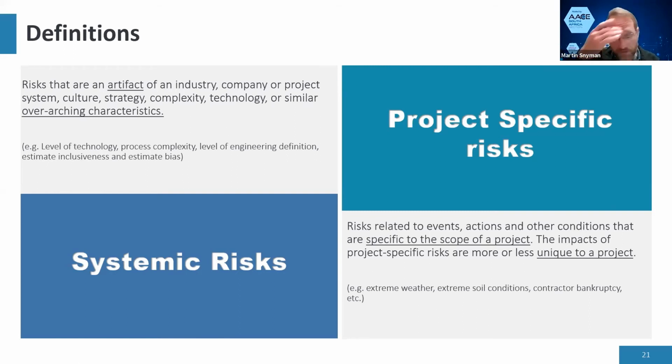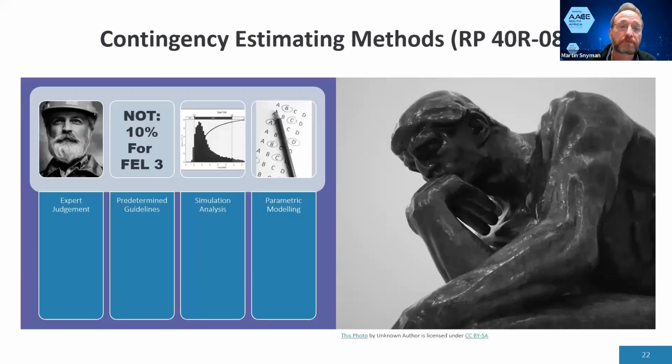And then you've got your project-specific risks. These are discrete events with typically a fairly low probability, and you are interested in the ones with a large impact on the project. Good. So there are roughly 4 classes of methods in the RP. First one is expert judgment. That's why I've got the gray beard there. Then the next is predetermined guidelines. Then there's simulation analysis and parametric modeling.